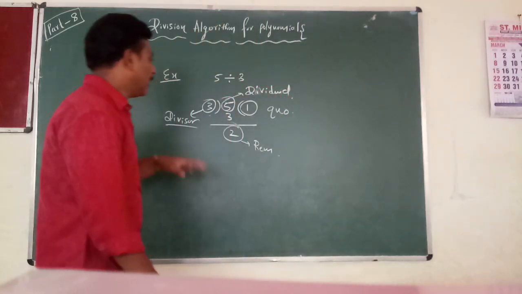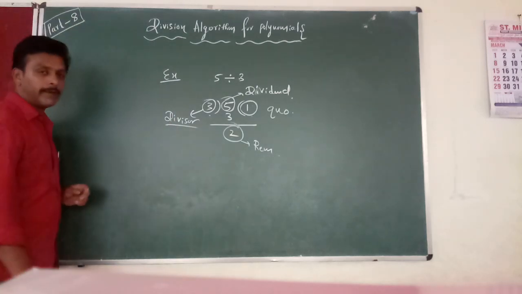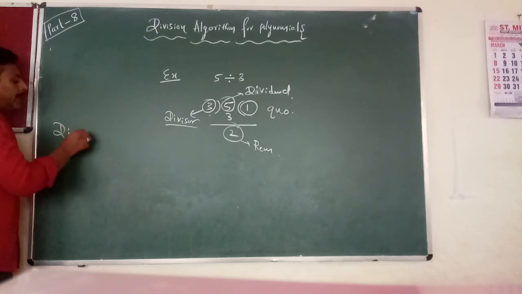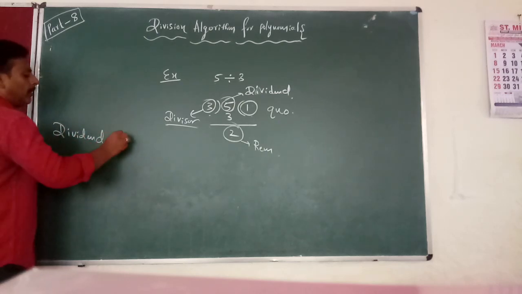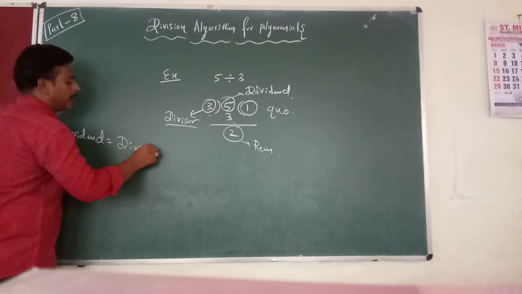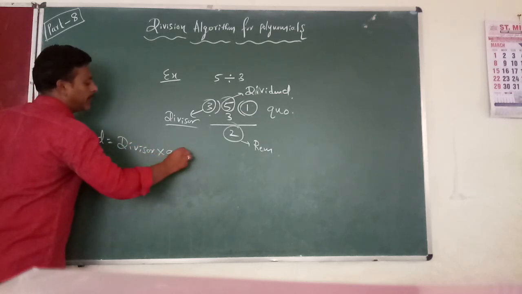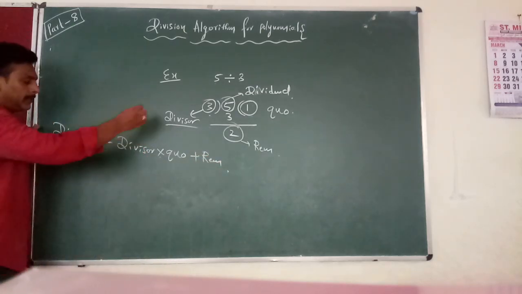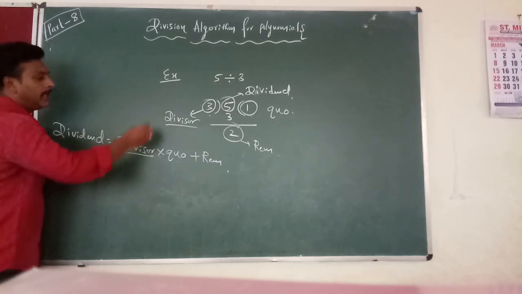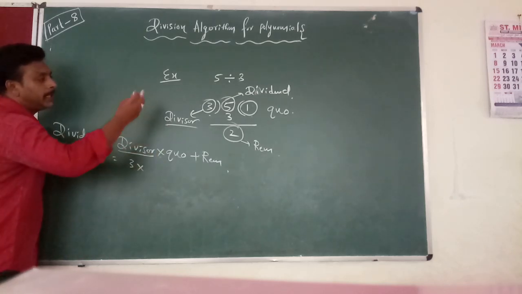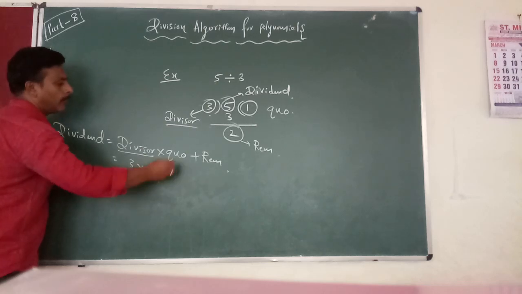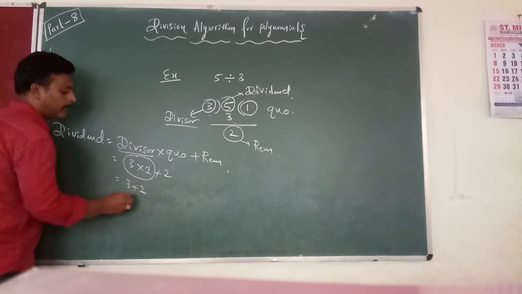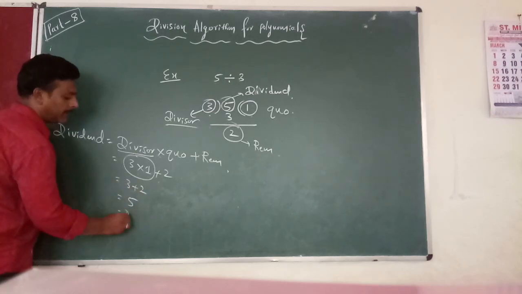If you remember, अगर मेरा division सही है, तो how to verify it? To verify that, there was a formula. What is it? Dividend is equal to divisor into quotient plus remainder. Am I right? You used this one. You can apply it here. Divisor is 3. Quotient is 1. Plus the remainder is 2. 3 ones are 3, plus 2 is equal to 5. This is the dividend.